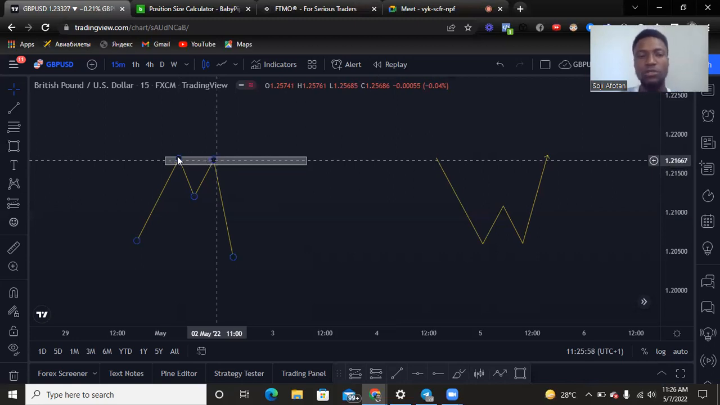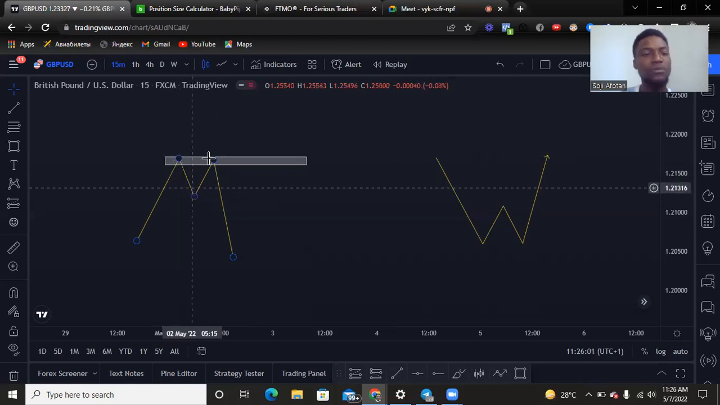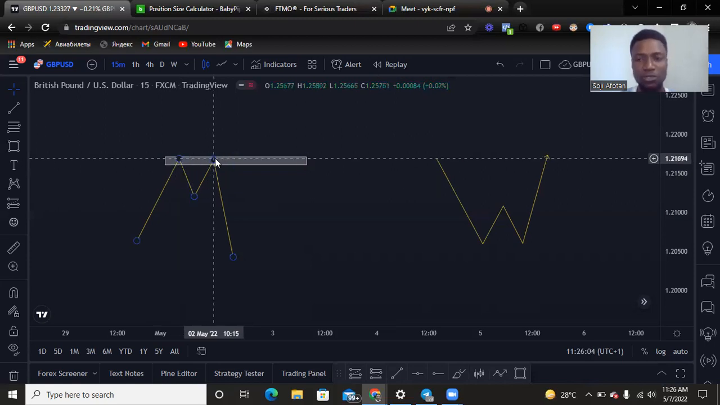So you don't want to just go short the moment you see this double top around any point. No, there are other confluences that you could add depending on what you trade. So there are other confluences that you're going to add before you decide to take that particular trade.